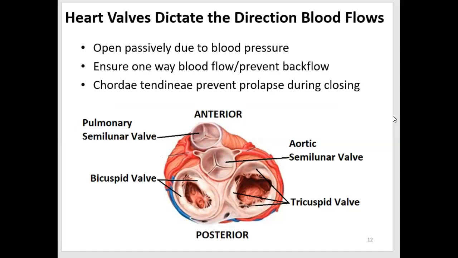The picture on this slide is a superior view of the heart with both atria removed. Notice that the bicuspid valve and tricuspid valve are both open. This tells us that blood pressure in the atria is higher than blood pressure in the ventricles. Also notice that the pulmonary semilunar valve and the aortic semilunar valve are both closed. This tells us that blood pressure in the aorta and the pulmonary trunk is still higher than the blood pressure in the ventricles. Therefore, the end of ventricular systole, when blood would be ejected, has not yet occurred.